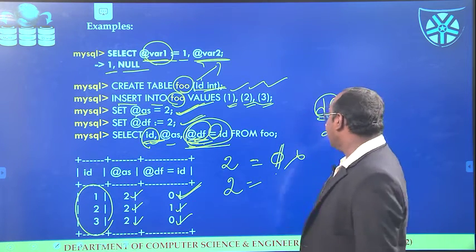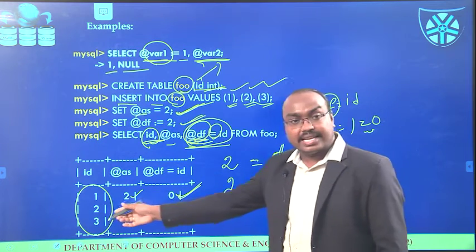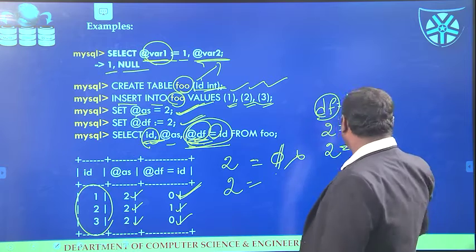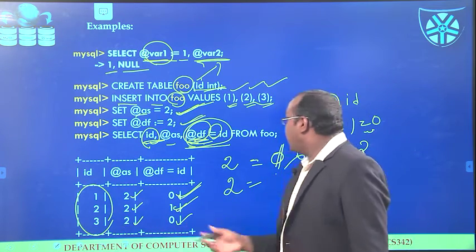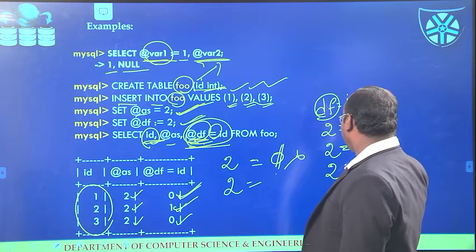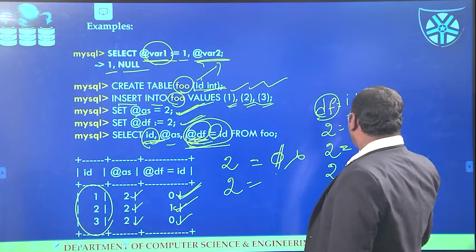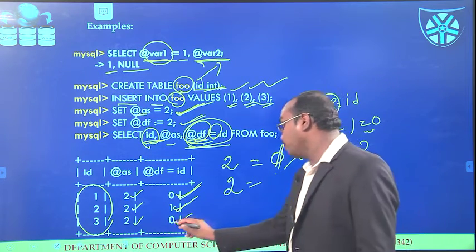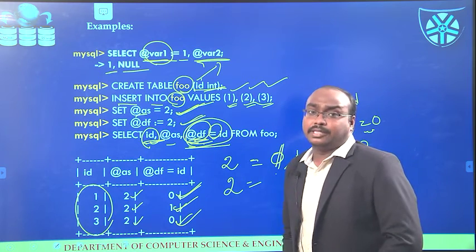And the next second row, df value 2 equal to id second value 2. 2 equal to 2, the condition is true. Then it will return 1. Next the third id value: df value 2 and id value is 3. Then 2 equal to 3, the condition is false. Then it will return 0. So these are the comparison operators.